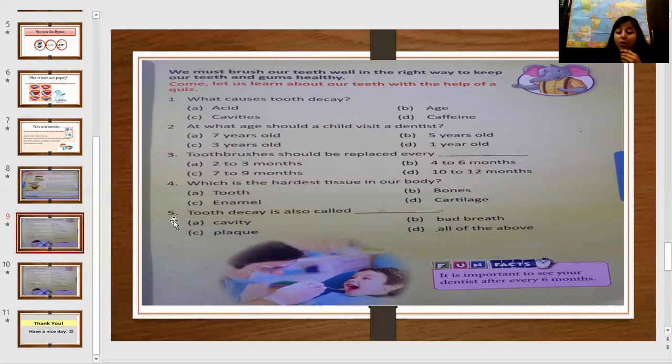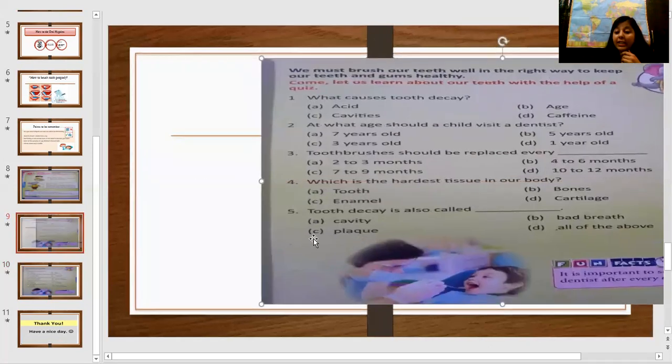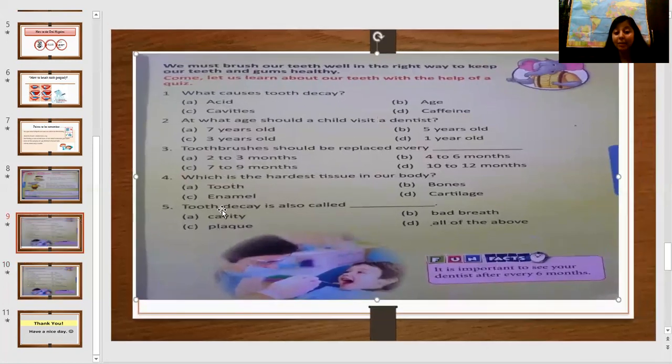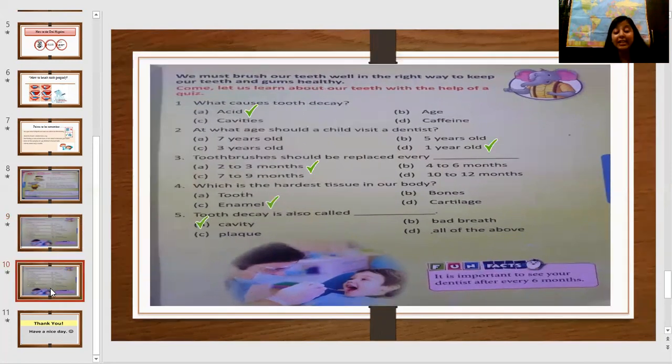Tooth decay is also called dash. Options are A, cavity, B, bad breath, C, plaque, or D, all of the above. Think about it. What is the correct answer? Okay, very good. The correct answer is cavity. Tooth decay is also called cavity.